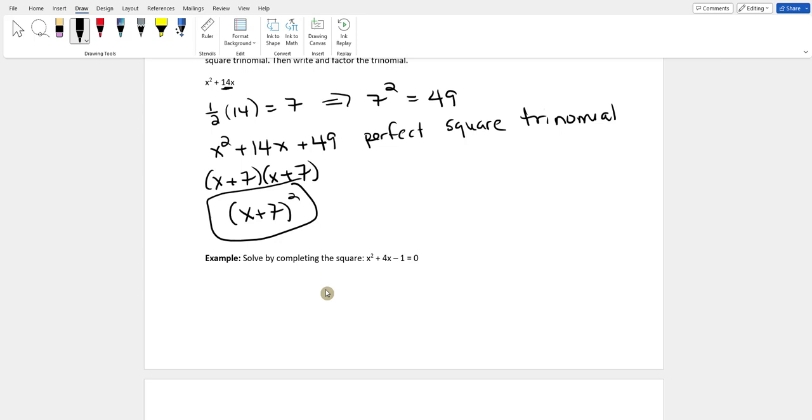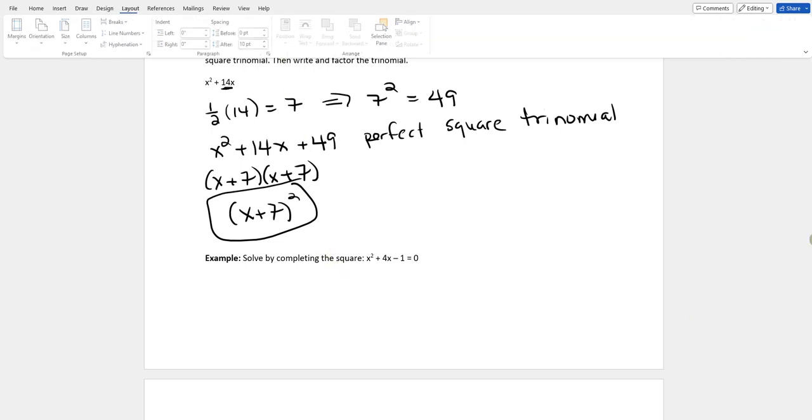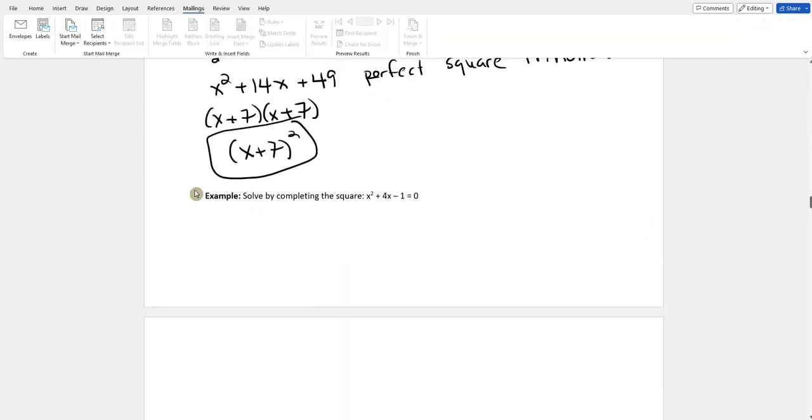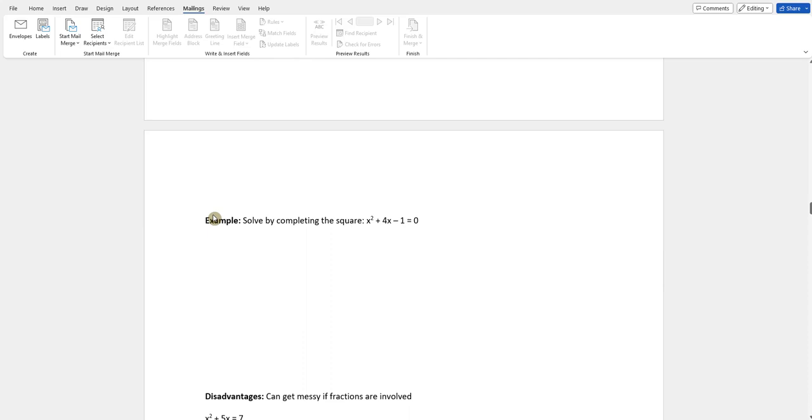So now we're going to actually solve a problem by completing the square. Alright, so in this one we have x squared plus 4x minus 1. We want to solve this by completing the square. So we want to solve for x. What I'll do is rewrite it so it's x squared plus bx. That means I need to get rid of the minus 1, so I'm going to add 1 to both sides.